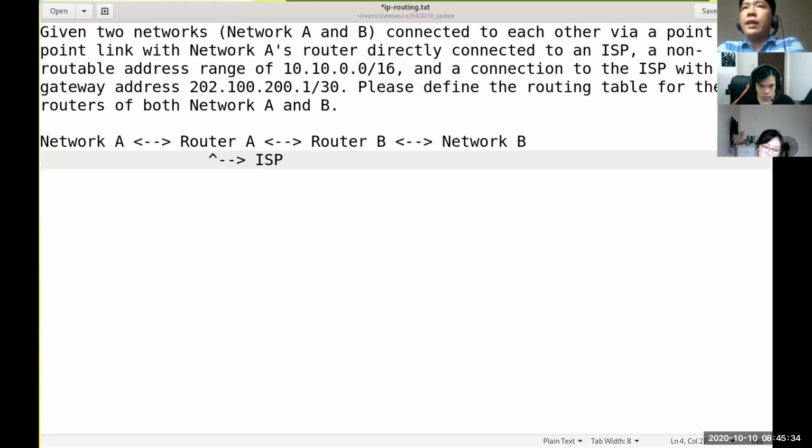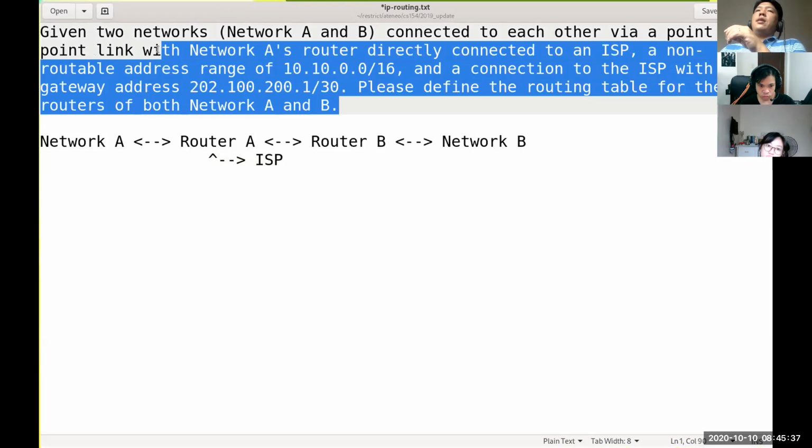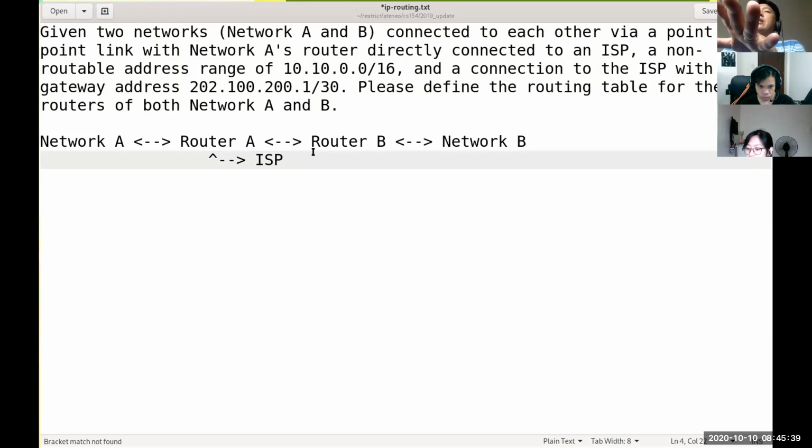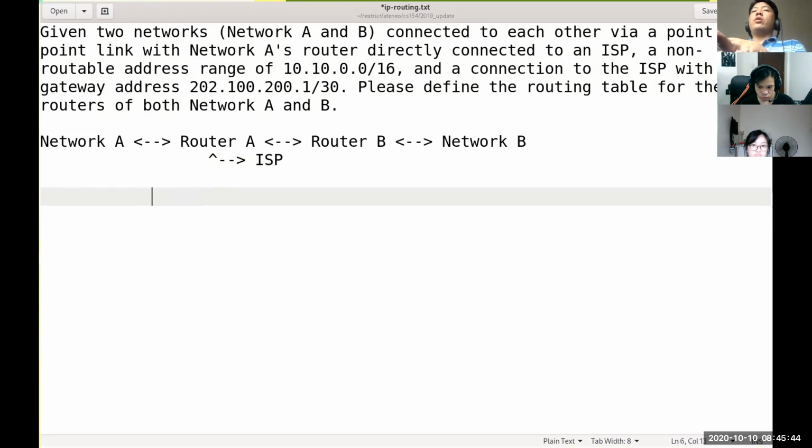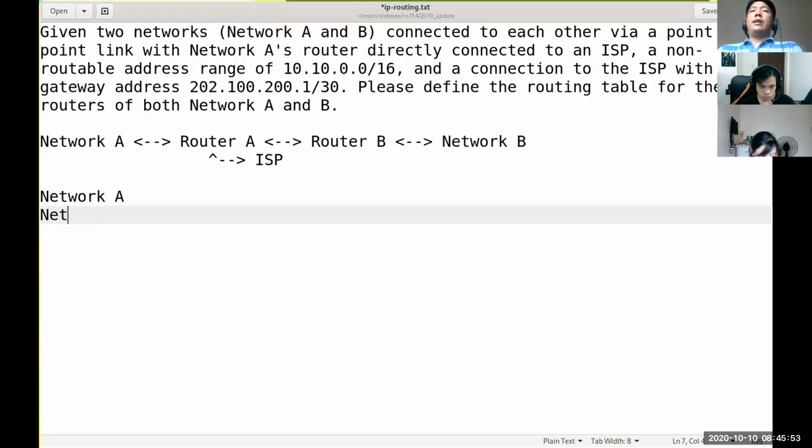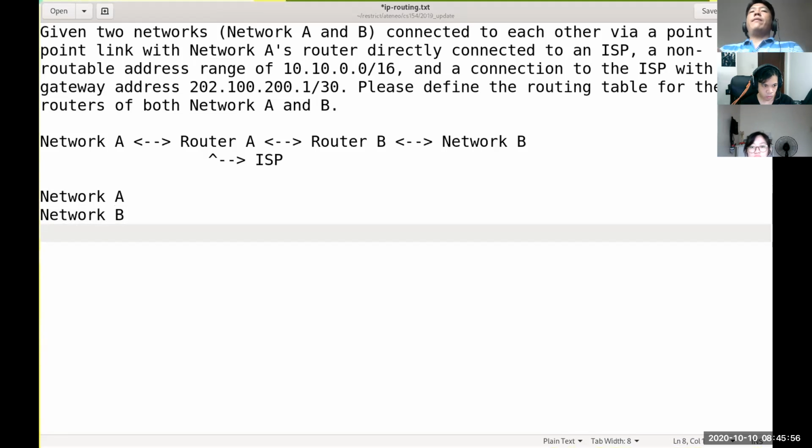Okay, so given these words, I was able to deduce that this is the topology, right? Next step is how many networks do I have? So I have obviously network A, right? I also have network B. I have the ISP network, and I have the network between A and B. So the network between A and B is the point-to-point network between A and B.